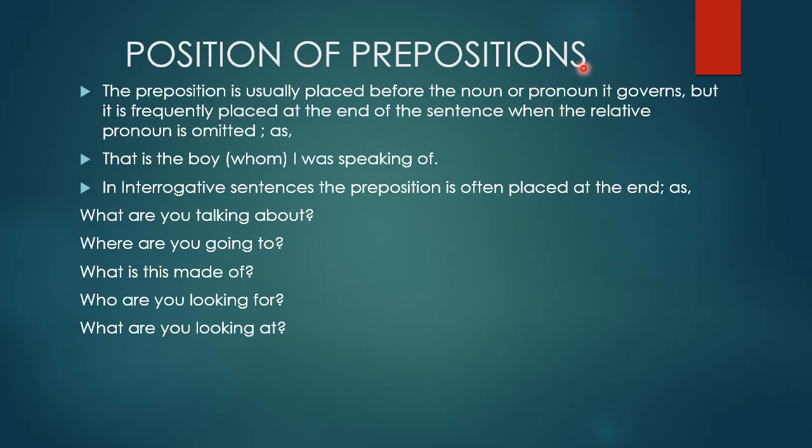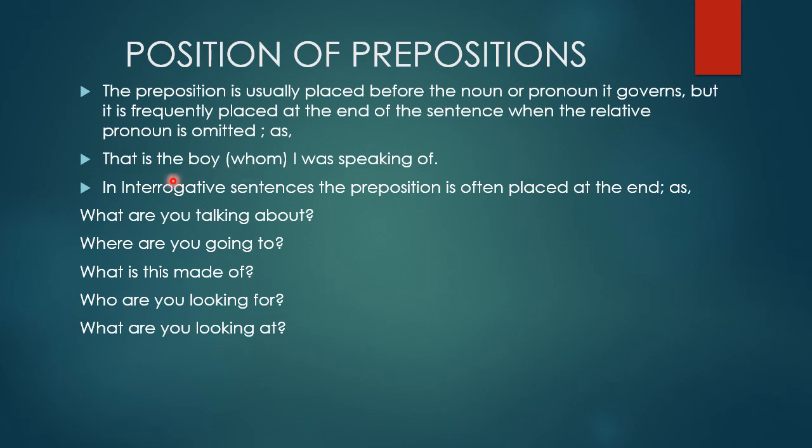Now, this is a very important topic that we are going to cover, that is position of preposition. It's very easy to understand, although I would like to read this for you all. The preposition is usually placed before the noun or pronoun it governs. Okay, it rules, it governs. But it is frequently placed at the end of the sentence when the relative pronoun is omitted. Omitted is deleted. As, that is the boy whom I was speaking of.